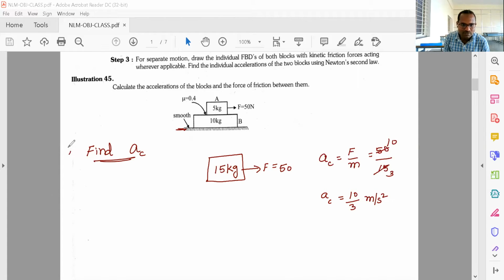Second step, what we need to do is find the frictional force.